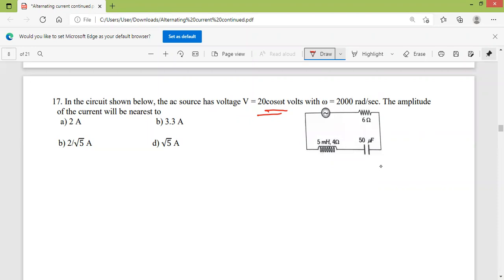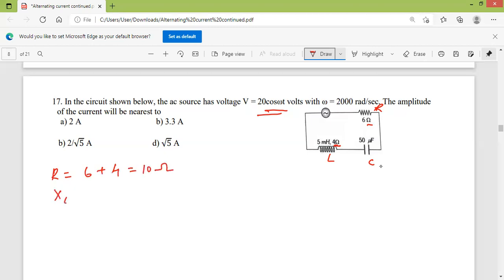This is a circuit consisting of inductor, capacitor and resistor, all in series. It's a series LCR circuit. First you have to calculate the impedance. To calculate impedance, first take R. R is equal to 6 plus 4. The 6 and 4 ohm are in series, therefore total resistance becomes 10 ohm.